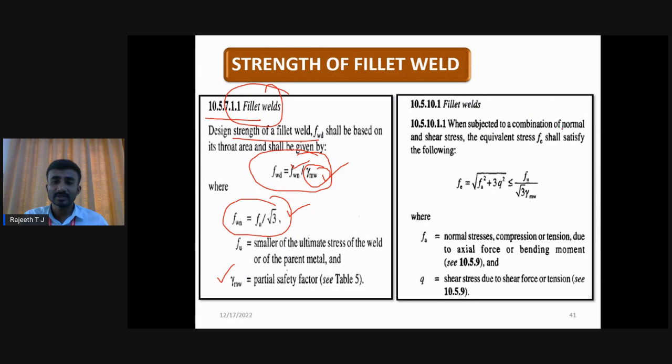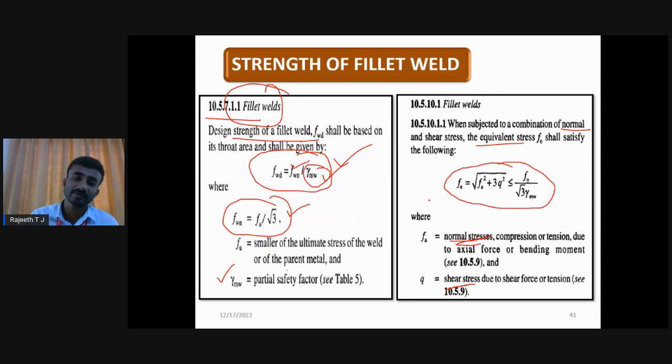This is only for shear forces. When it is subjected to a combination of normal and shear forces, then we should calculate the equivalent stress using this formula: f_e equals square root of f_a squared plus 3 q squared, which is less than or equal to f_u by root 3 gamma m_w, where q is the shear stress and f_a is the normal stress. These formulas are very important to solve the problem. When the weld is acted upon by normal and shear stresses, we calculate the equivalent stress using this formula. When the weld is acted upon by only shear stress, then we go by this formula, the design strength of the fillet weld.